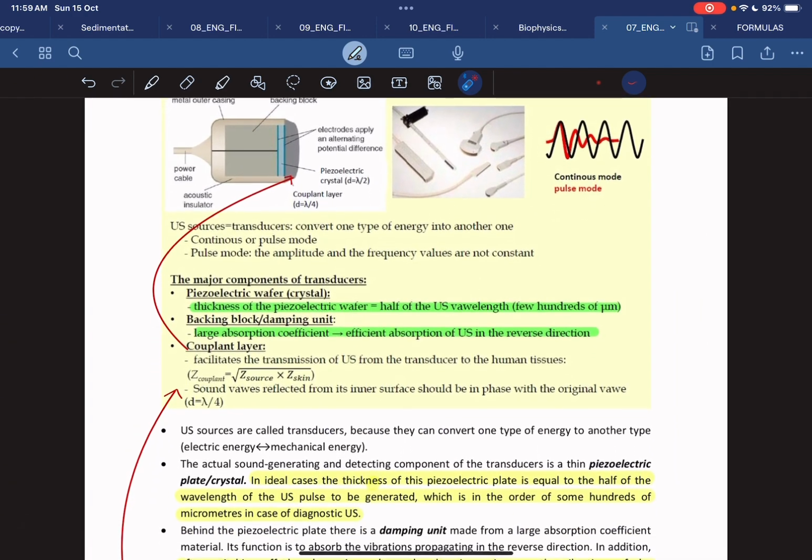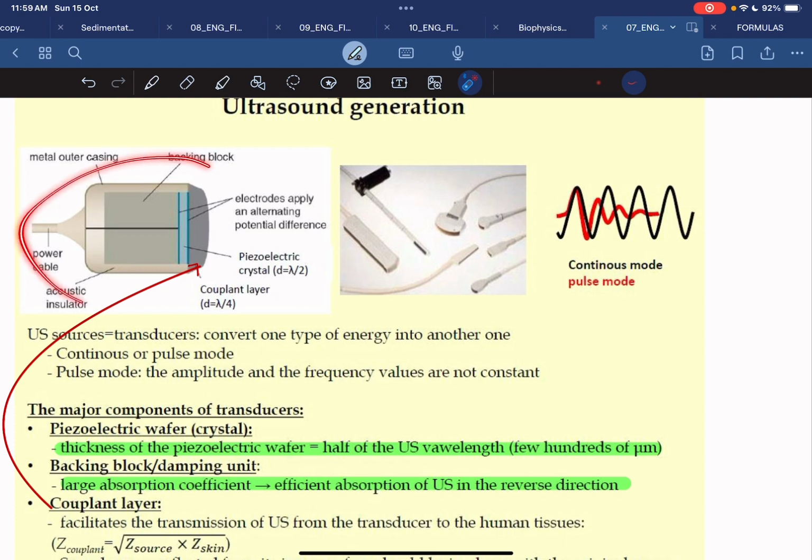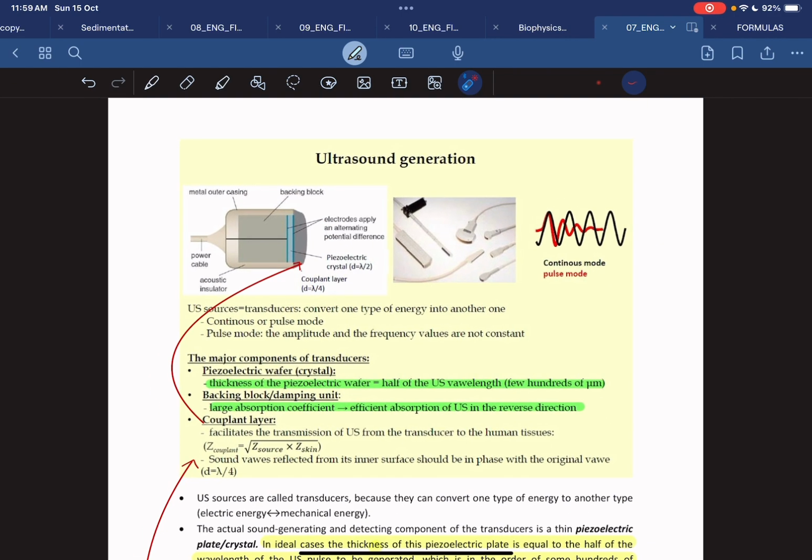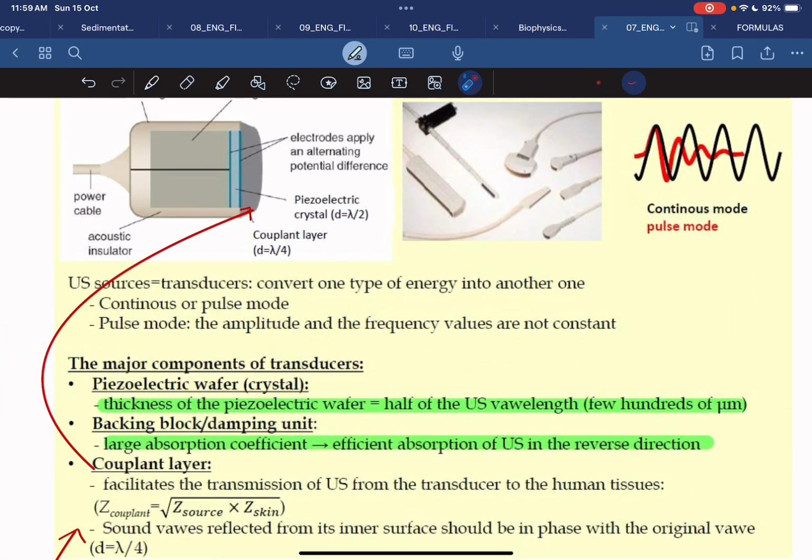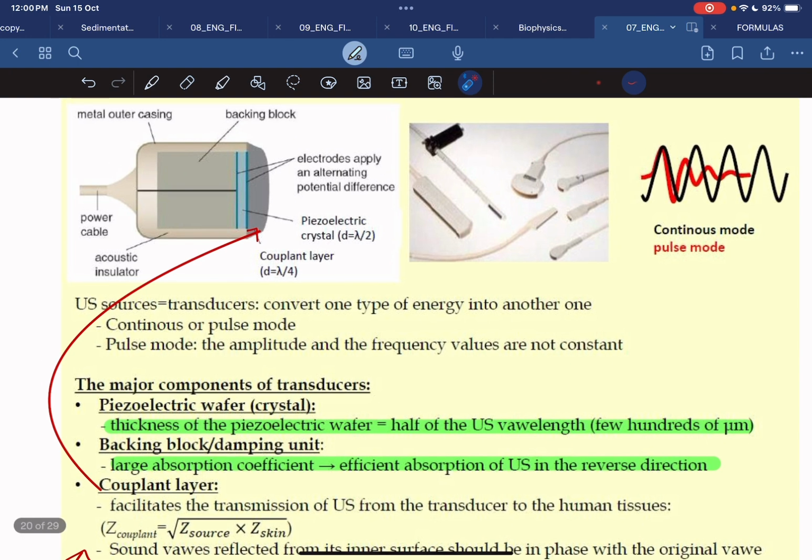Ultrasound generation, like I said, pulse mode. This is the transducer. Now, the important part is we need to learn about the major components of a transducer. So let's look over here.